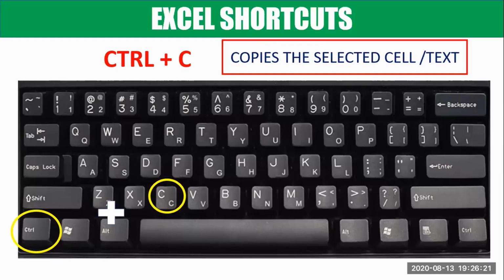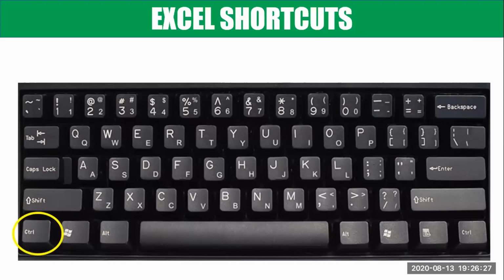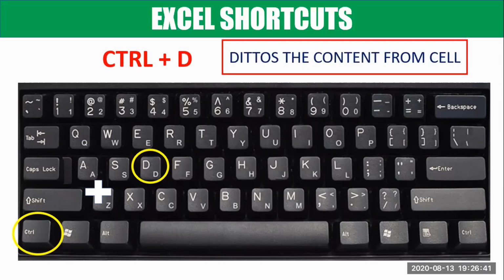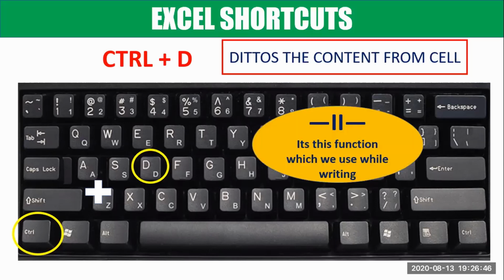Fantastic. Now perhaps the next logical alphabet is D. And you're right, the next logical alphabet is D. I think a few of you have never used this function because it's not so commonly used. So let us first understand what this function does. Control plus D is nothing but it dittos the content from the cell. What do you mean by ditto? You must have seen that whenever we write something on a piece of paper and want to show same as above, we write ditto. Now, how do we exactly use this in Excel and how can we save time with it?